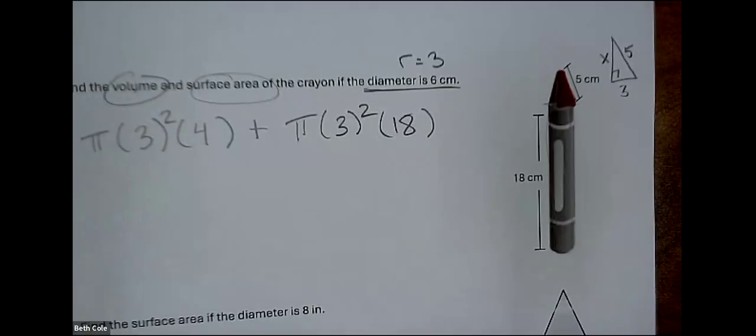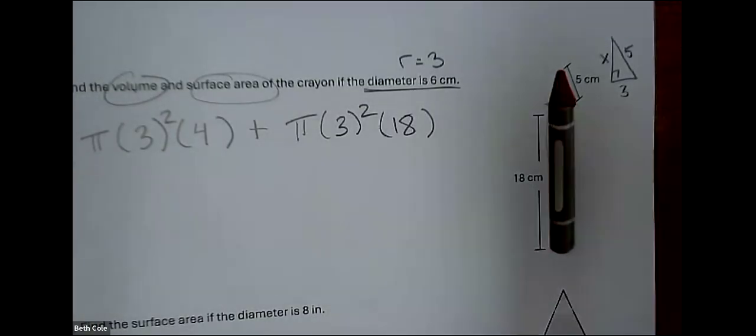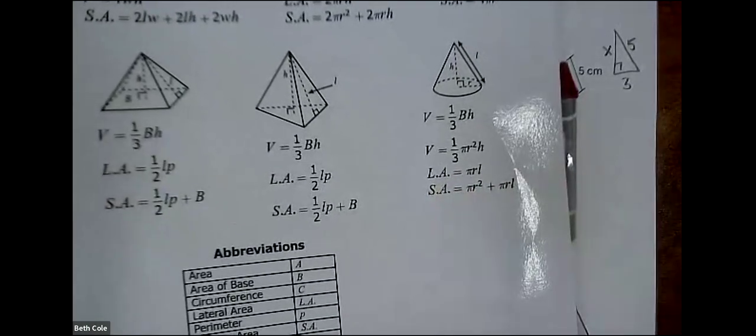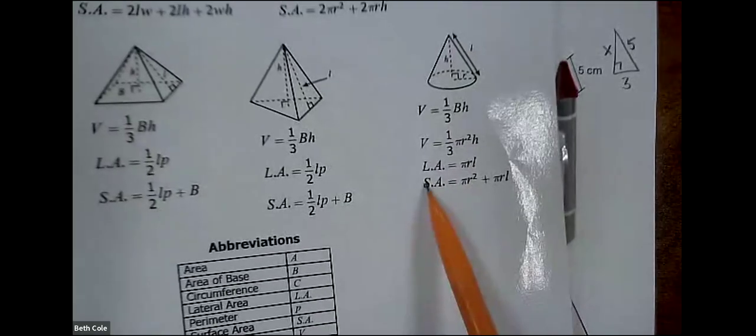Find cone, find surface area. So here is the cone. Now you have two options. LA is lateral area. That's just around the outside. The full surface area would include the bottom.